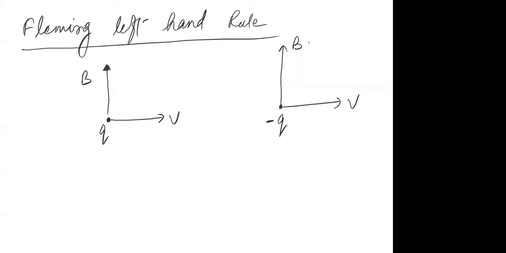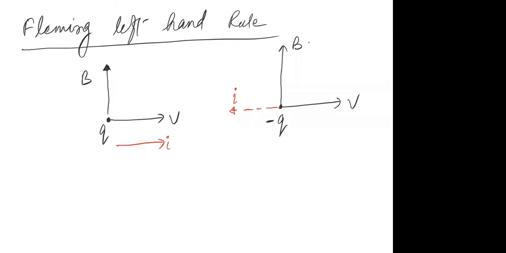Means if you have a positive charge, the direction of current will also be in the direction of velocity. But on the contrary, if you have a negative charge, then the direction of current will be opposite to the motion of the charge. Did you understand? And the middle finger must always be kept in the direction of current, not in the direction of velocity. So first you will check the direction of current. If it is a positive charge, the direction of current will be in the direction of velocity. And if it is a negative charge, the direction of current will be opposite to the direction of velocity.